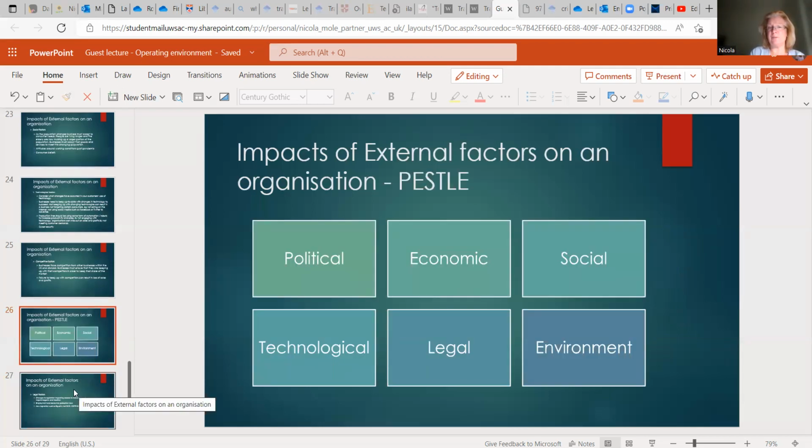All right, now some people also carry out a PESTLE analysis. As you can see, the PESTLE is very similar to the PESTEC, but we look at legal issues and environmental issues, okay? So the political, economic, social and technological stays the same. So let's look at a PESTLE analysis.